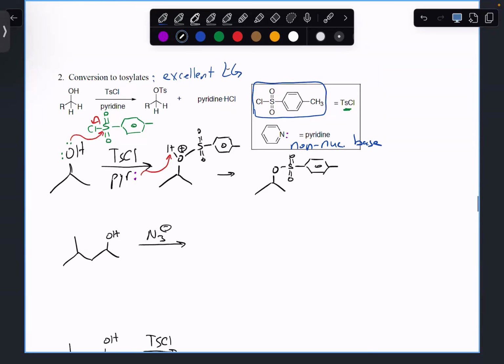So I want you to have a look at this example, why we might want to use tosylates. So I've got this alcohol, and I'm going to react it with some sort of an azide ion. Presumably what we're trying to do here is an SN2 type reaction and have the azide ion come in and kick out the hydroxyl group. What is the problem with this reaction? This reaction will not work. Why?